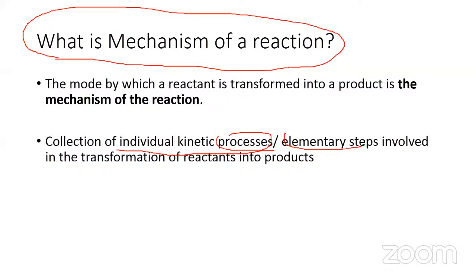So each step, primary school, is a process. Primary school is an elementary step. Secondary school is a process. Secondary school is an elementary step. So I'm just telling you, an elementary step is like a process too. JAMB is a process. It's an elementary step. Add everything together. What is the outcome? Admission into the University of Ibadan. And that is the product. So when you add up all the steps, it's the same thing as the mechanism.